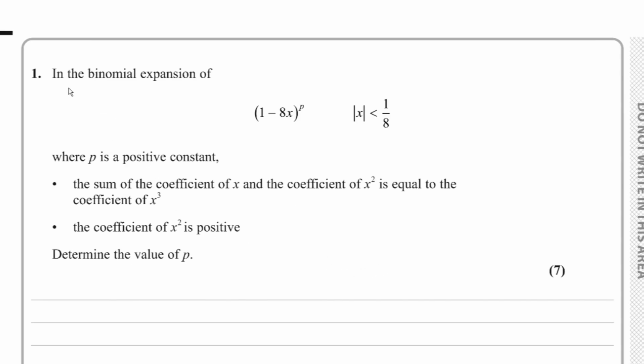Question number 1. In the binomial expansion of (1 − 8x)^p, where |x| < 1/8 and p is a positive constant, the sum of the coefficient of x and the coefficient of x squared is equal to the coefficient of x cubed. The coefficient of x squared is positive. You have to determine the value of p.